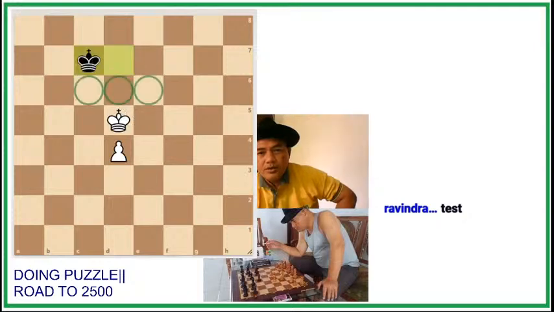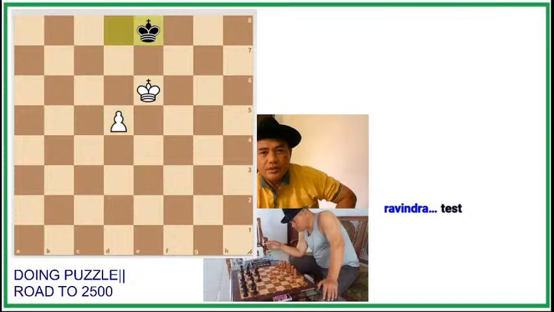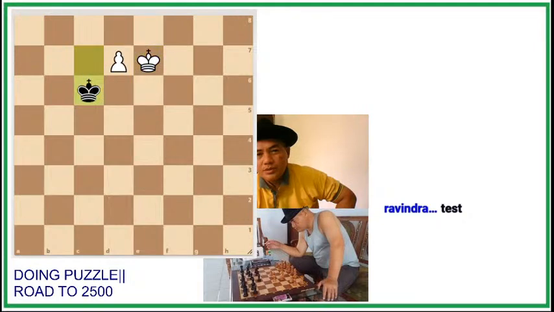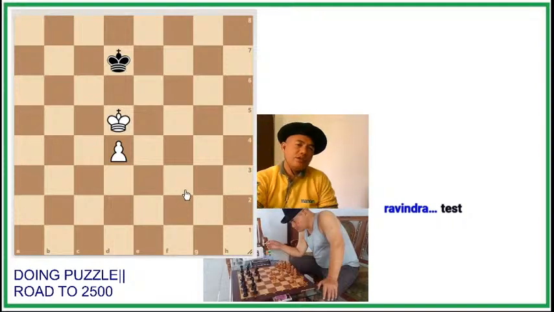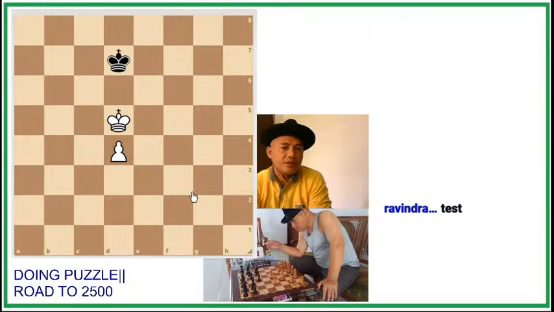So if black goes here, or for example black goes here, then this also will assure the win for white because the pawn goes to the promotion square. So let's dive maybe into the next example.